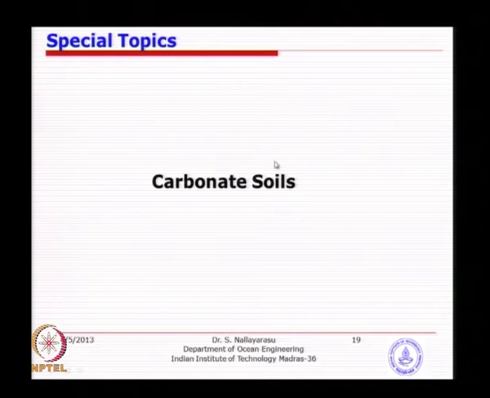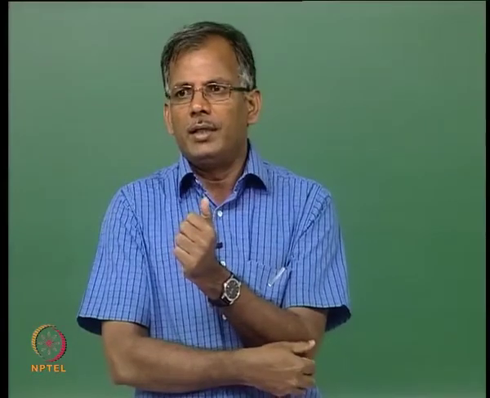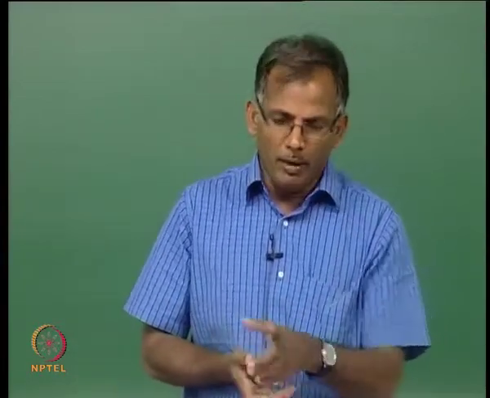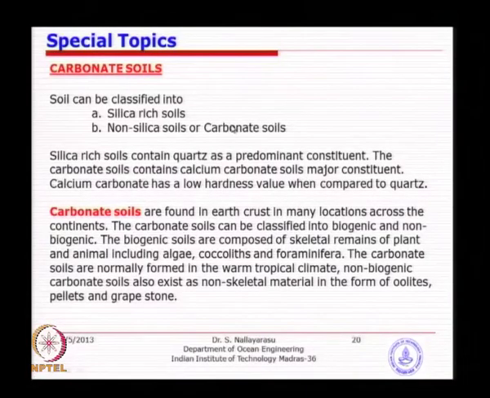The next topic we want to look at is the type of soils, which is relatively important in areas where carbonate content is very large. In fact, for every soil sample we do a chemical test to make sure that the carbonate content is less than 2%. If it is less than 2%, the contribution of problems associated with downgraded capacity is very small. So we need to understand that soil can be classified into silica rich or non-silica rich, meaning carbonate soils.